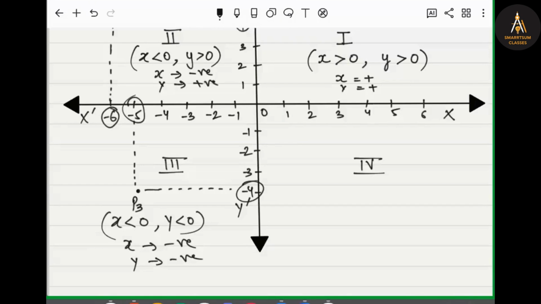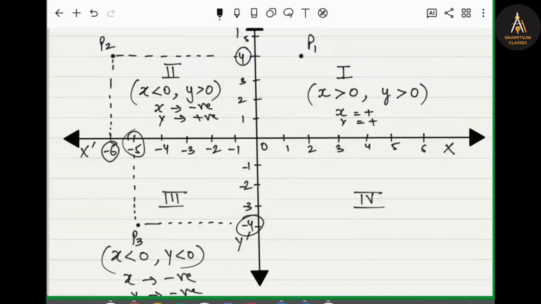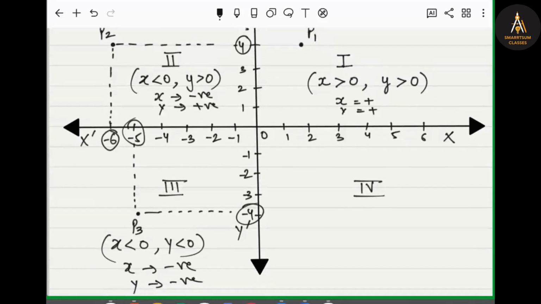Is it clear? Anvi? Sama? Yes, ma'am. Okay. Similarly, the fourth quadrant.